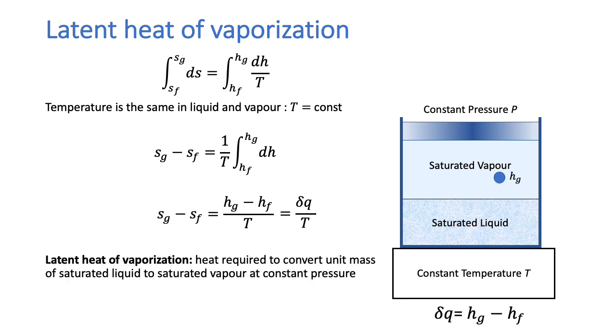Let us define the latent heat of vaporization. This is the heat required to convert unit mass of saturated liquid to saturated vapor at constant pressure. We will define, therefore, Hfg, which is the latent heat of vaporization, as being equal to Hg minus Hf.